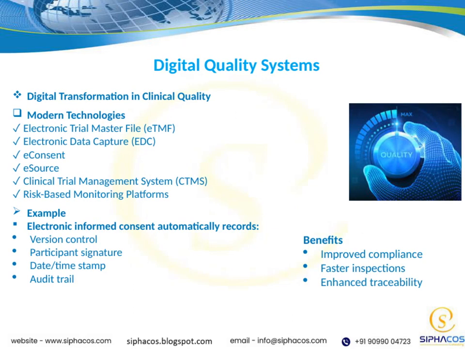Let's talk about digital quality systems and the real benefits they bring to clinical trials. We get improved compliance, faster inspections, and better traceability, all critical for keeping trials on track and trustworthy. This digital transformation relies on modern technologies like electronic trial master files, data capture, e-consent, and risk-based monitoring platforms. For example, electronic informed consent isn't just a form. It automatically records version control, participant signatures, timestamps, and a full audit trail. This makes the whole process smoother and more reliable.